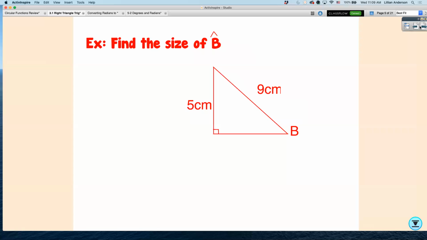To find the size of angle B. So we can use SOHCAHTOA to find side lengths, but we can also use it to find angle measures. A new notation, this right here means angle. Instead of it being written like this, like in old school geometry, now it's written like this. Whatever letter is in the middle represents the vertex. That's the angle you're looking for. So we're trying to find the size of angle B.